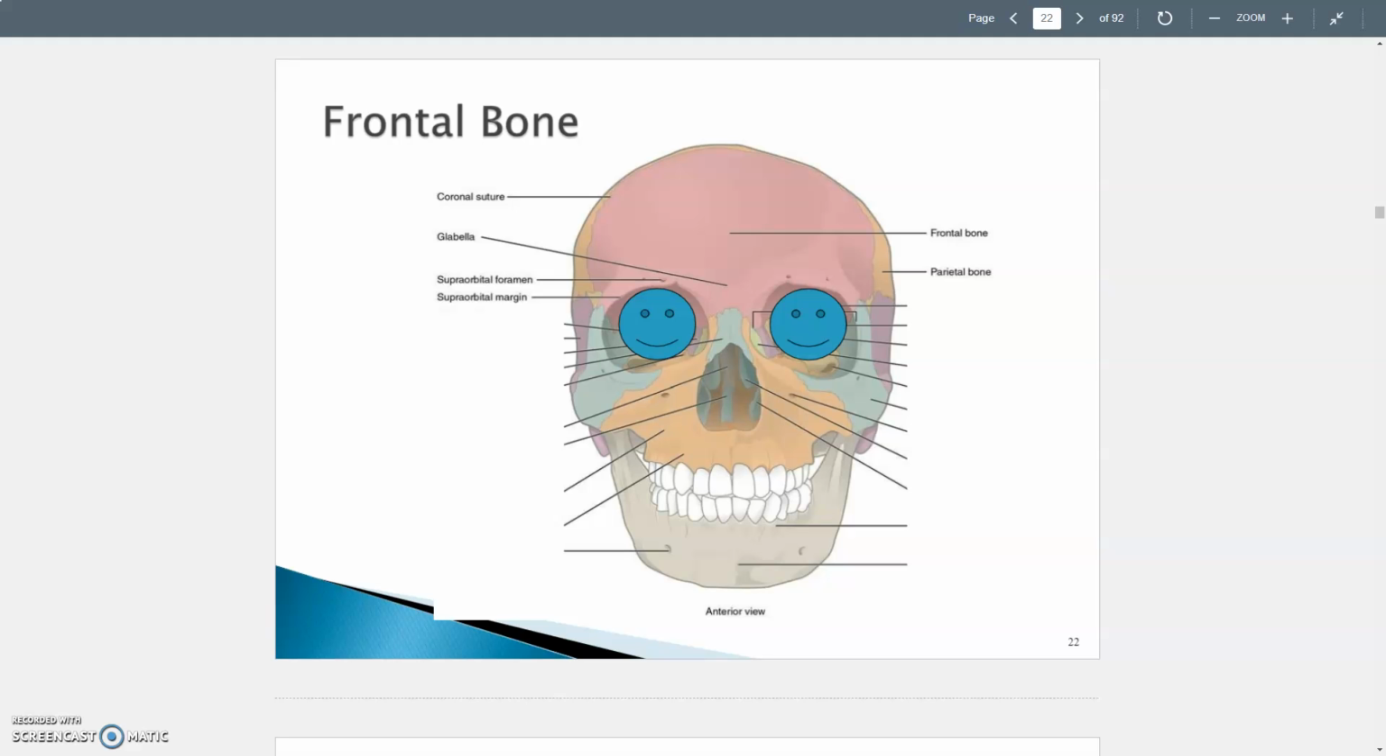Okay, so this is an anterior view of the skull, and here are some terms to go over with it. Again, we have the coronal suture. We have the frontal bone, the parietal bone, supraorbital foramen, supraorbital margin, and the glabella.